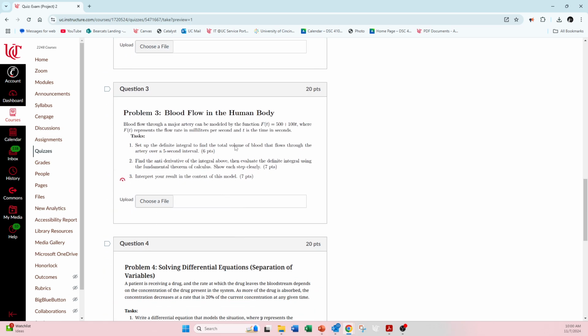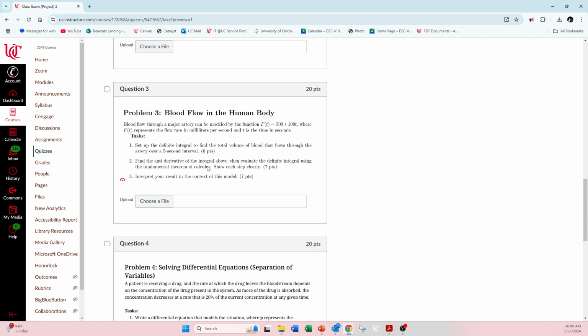Problem 3, we have a blood flow function, and now we need to find the... Now look at what the blood flow is. The blood flow is in milliliters per second, and I want you to find the total volume, and your total volume is going to be in milliliters. So I think there it's just going to be simply integrating our function. But then you're going to have to set up the definite integral of that function. Now to evaluate that definite integral, I'm going to want you to find the antiderivative of that.